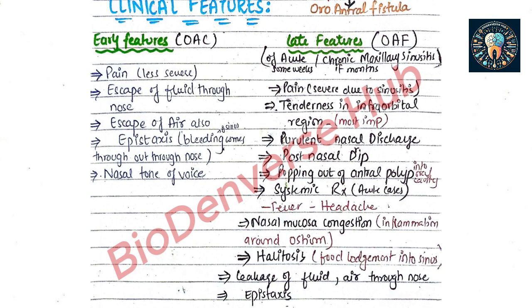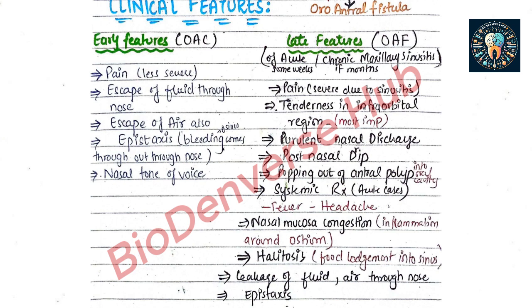There will be pain, but it will be less severe. Escape of fluid through the nose. Escape of air also. Epistaxis, that is, the bleeding of the sinus will come out through the nose. And the nasal tone of the voice. So these were some early features.